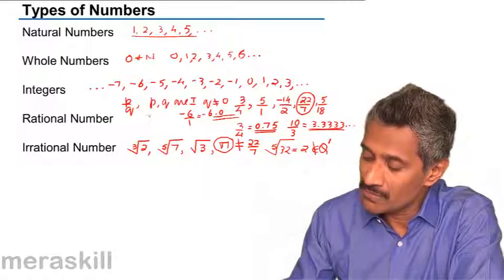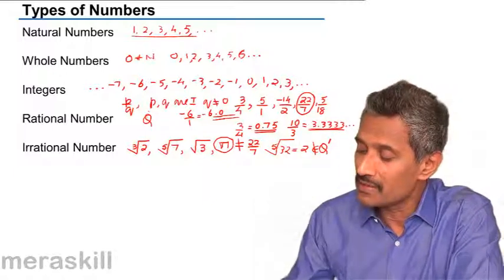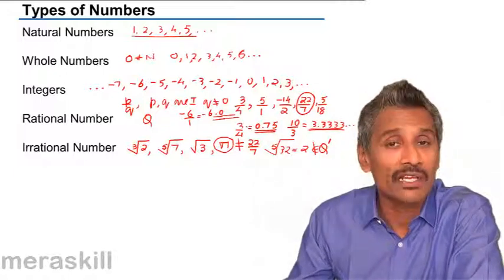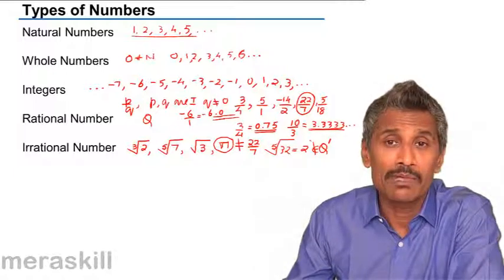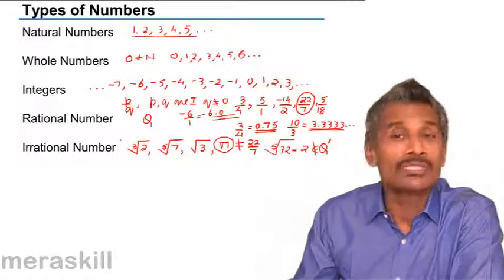An irrational number is represented by Q dash. A rational number is represented by capital Q. So Q and Q dash are totally different sets. They are complements of each other. There is nothing common between them. No number can be rational as well as irrational. So these are the common types of numbers.